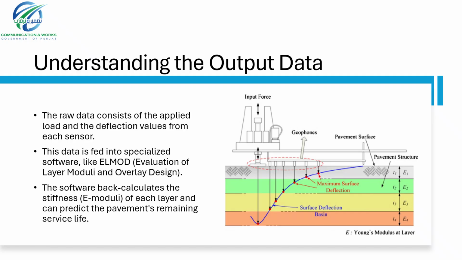The data is processed using specialized software such as Dynatest's LMOD program, which is an acronym for Evaluation of Layer Moduli and Overlay Design. Through a process known as back calculation, this software computes the in situ stiffness or elastic moduli of each individual pavement layer. The results of this analysis are then used to calculate the remaining service life of the pavement and to design any necessary structural overlays or rehabilitation measures.